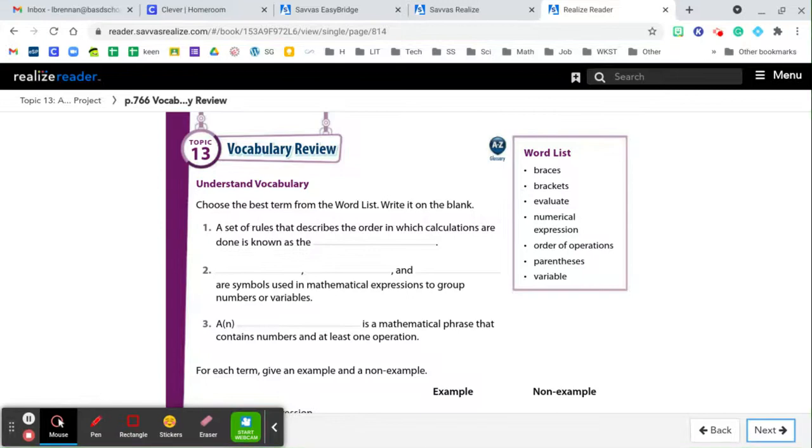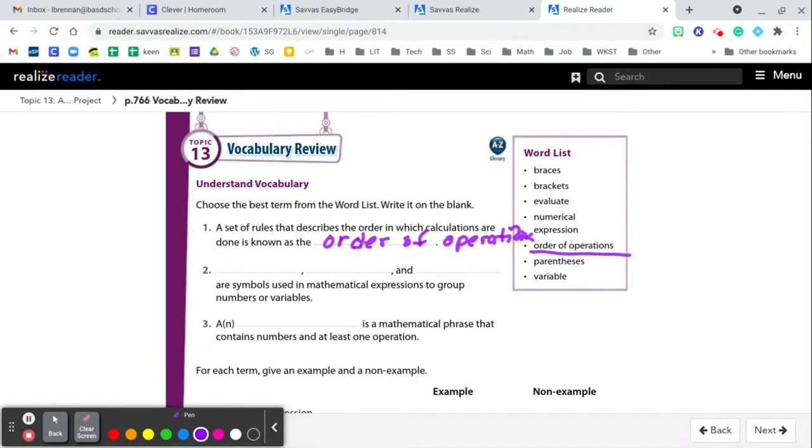Right, we're going to review some vocabulary for topic 13. A set of rules that describes the order in which calculations are done is known as the order of operations. There it is right there.